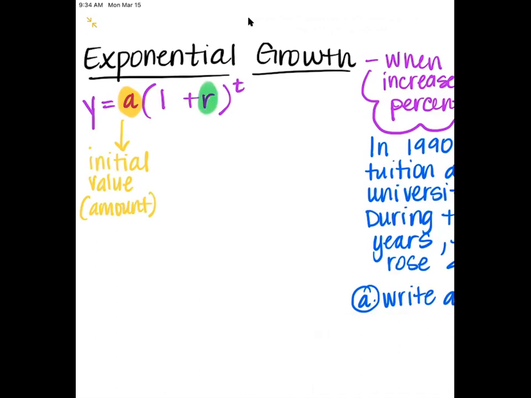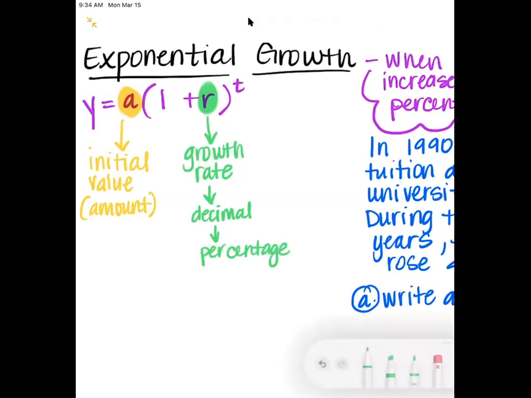R is going to be representative of the growth rate, since we're talking about growth. All right, so it's the growth rate or the decay rate, but in this particular situation, we're talking about growth rate. Okay, so that's the amount that it grows, and then it's also represented by a decimal. Okay, a percentage that comes in the form of a decimal.